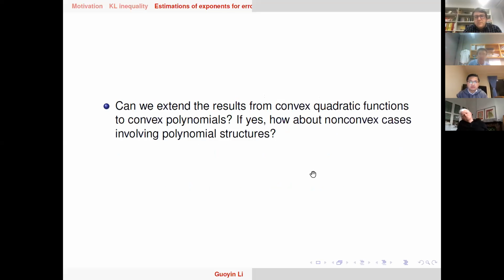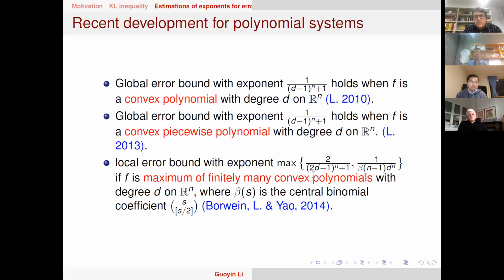So the question is, can we extend this from the quadratic case to the polynomial cases? First of all, we look at the convex setting, and if so, can we do the non-convex as well? Right. And here are the recent developments in the polynomial setting. I will summarize them, and then I illustrate, at least in one case, how you do that. And then you can figure out that the other cases follow a similar strategy. So here's a summarization.